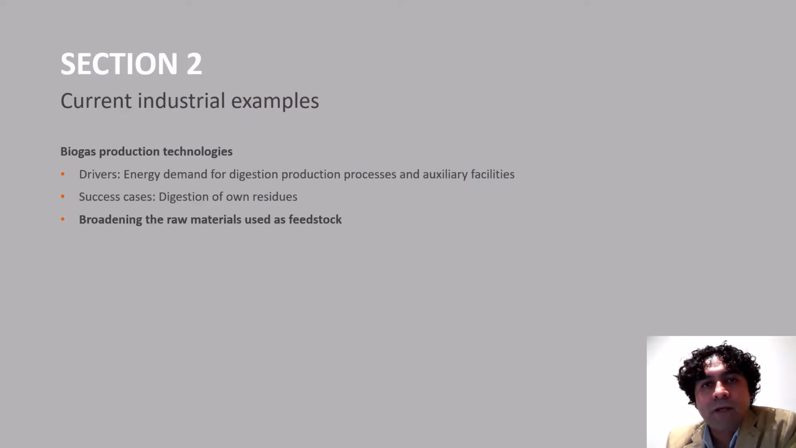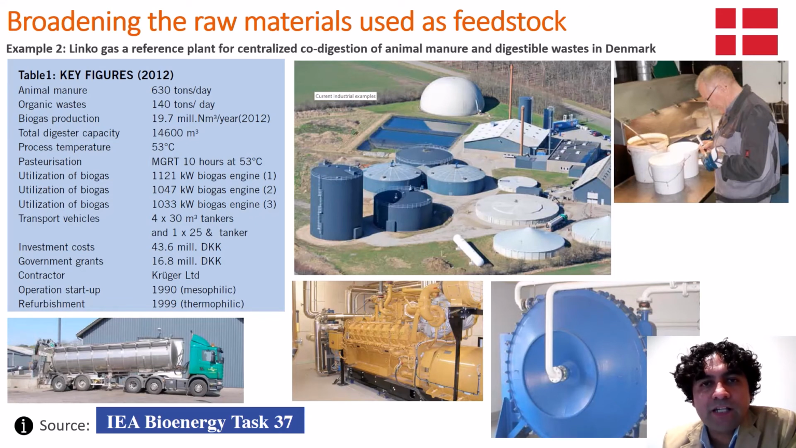The following slide describes an example for the broadening of raw materials used as feedstock. The Linkogas centralized biogas plant in Denmark was built in 1990 as a manure-based mesophilic anaerobic digestion plant. In 1999, the plant was totally refurbished and switched to thermophilic operation with an additional post-digestion step. The effect of these measures was a doubling of the methane production at the plant.